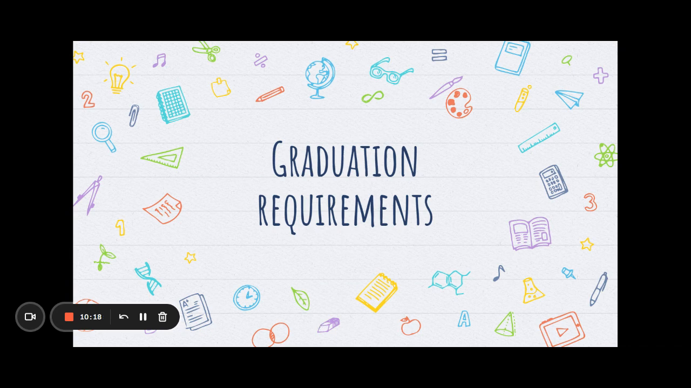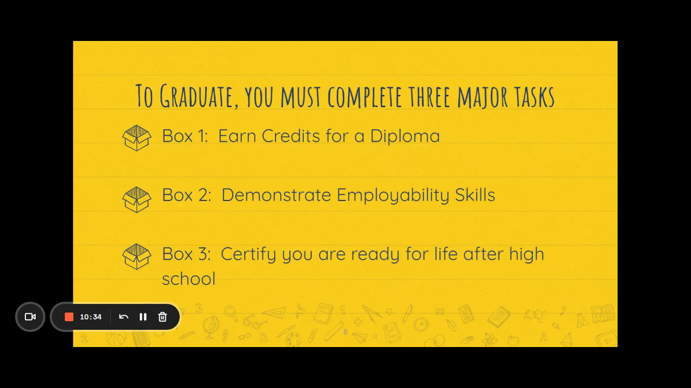Next, graduation requirements. I want to take this opportunity at the start of the school year as we're starting a fresh year and you have the opportunity to do your absolute best in all of your classes. Let's review, what does it take to graduate high school? To graduate, you have to do 3 different tasks. We might call these buckets or boxes. 1 is earn your credits for a diploma. Box 2 is demonstrate employability skills. And box 3, certify you are ready for life after high school. I'm going to take time now and go through more information with each one of these boxes.